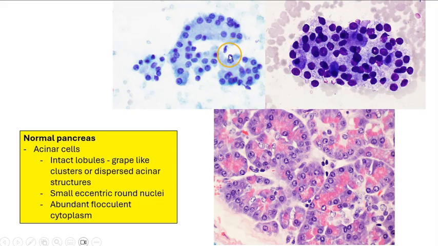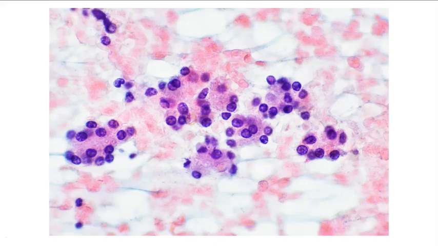And usually we do not see prominent nucleoli, and we don't see salt and pepper stippled chromatin like we would see in a neuroendocrine tumor. So this is a higher magnification view of the normal pancreatic acinar cells. Note the very classic acinar arrangements.